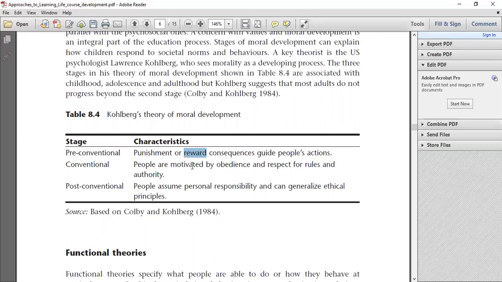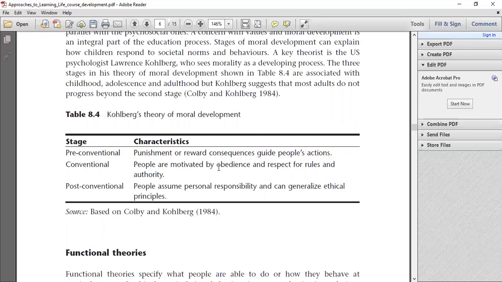In the conventional stage, we are all motivated by obedience and respect for rules and authority. We have certain rules of traffic. When we are in a bank, we have a certain rule of how to open an account. There are certain practices and procedures, and we follow those. The purpose is to make our life easier, right? So we become obedient, because following those rules is going to make our life easier.